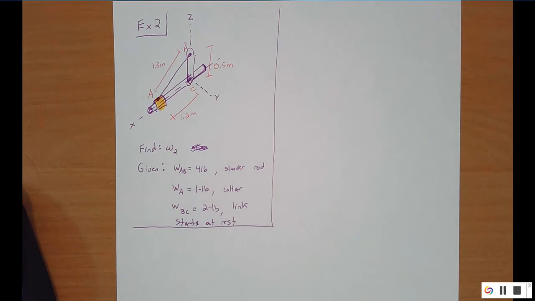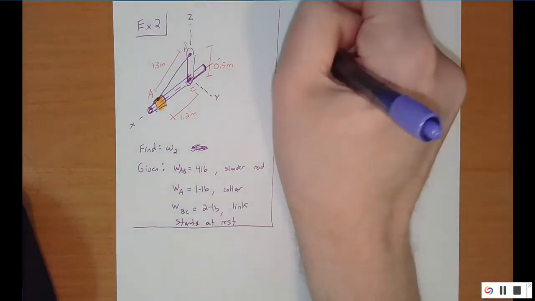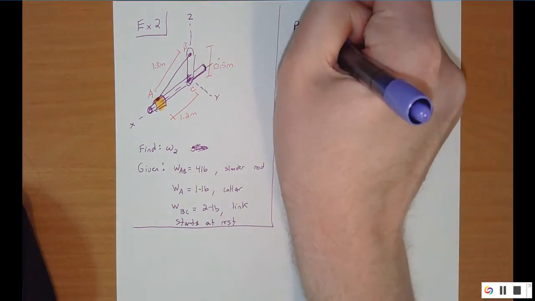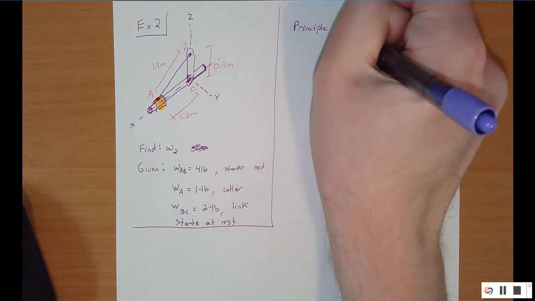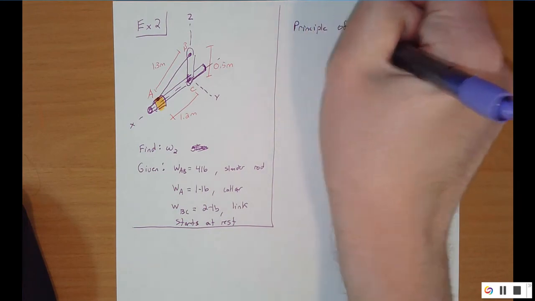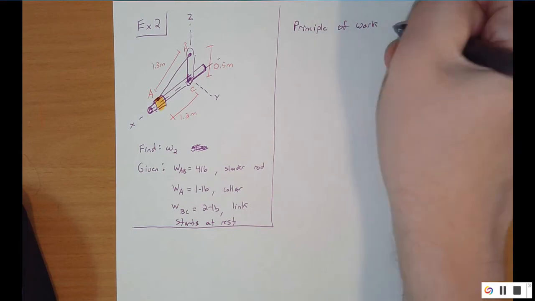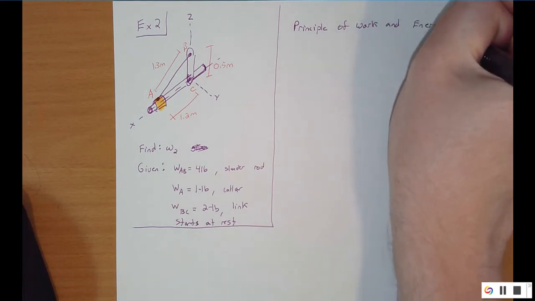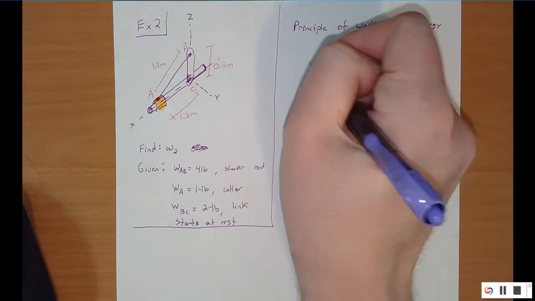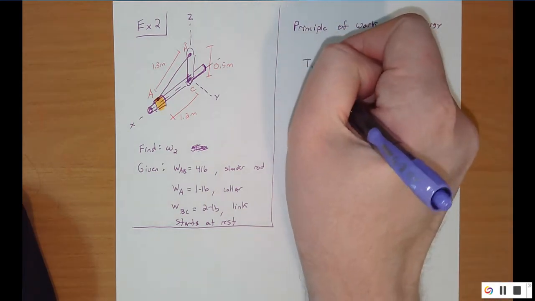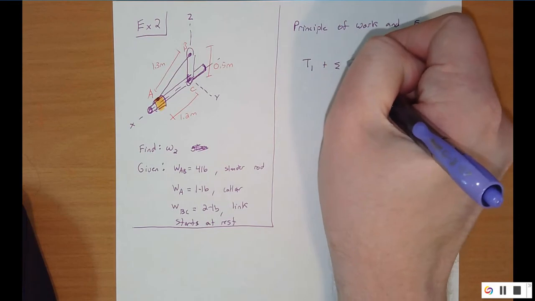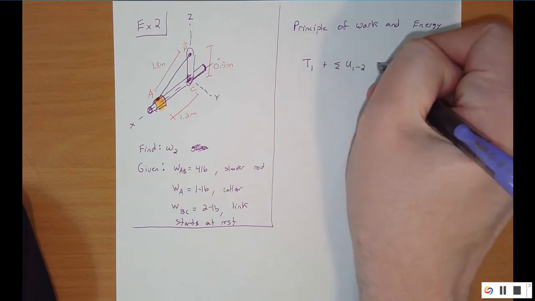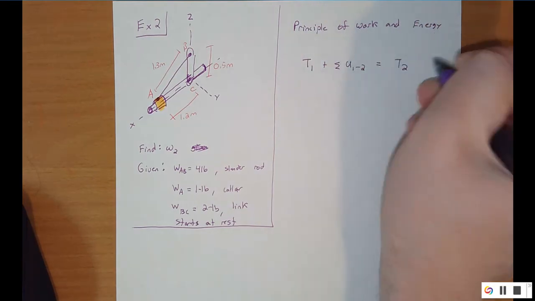So to do this, we need to get our equations. The first one is the principle of work and energy. This is the default one. This looks just the same as it did for your planar rigid bodies. So anything you have there, we'll move over here. That's T1 plus the sum of the work from state 1 to state 2. Remember, our states are position based here. Will equal T2.